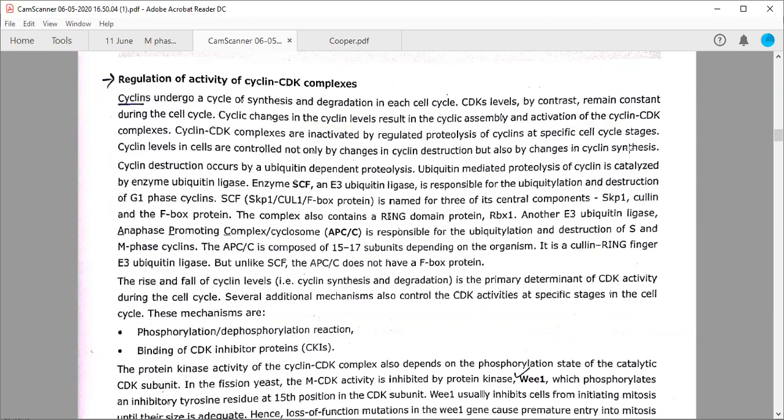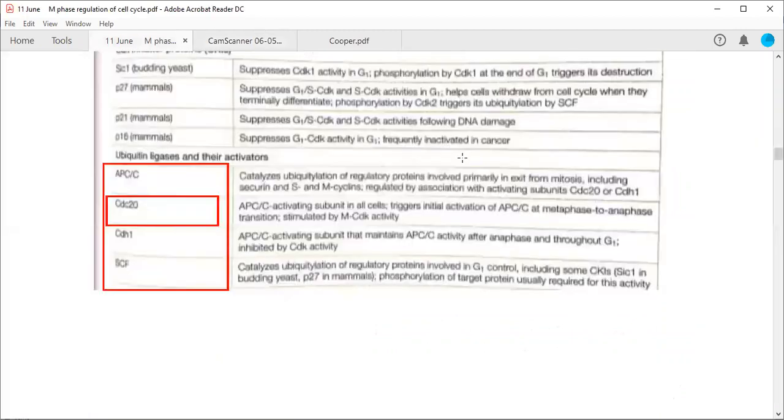Okay, so cyclin levels in the cell are controlled not only by changes in cyclin destruction but also by changes in cyclin synthesis. Many times what happens is that one is to destroy it, to degrade it, and the other is to regulate the synthesis of cyclin, means at the transcriptional level. Now we will see. Okay, so we will go to this particular PDF.